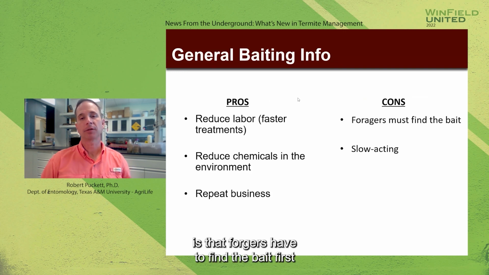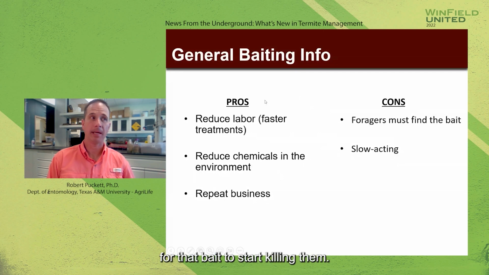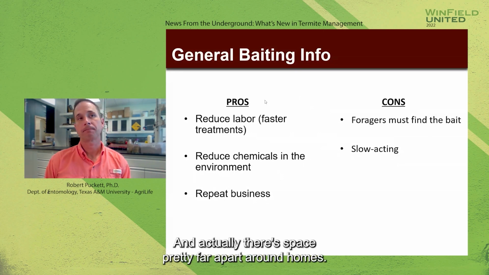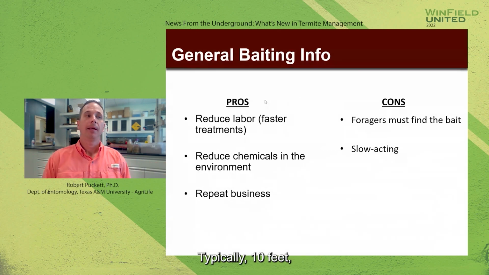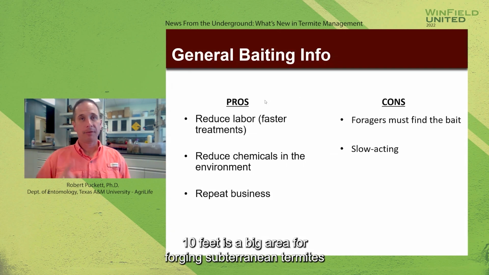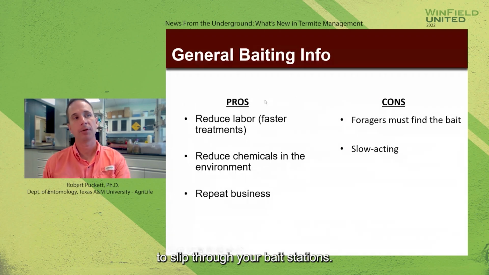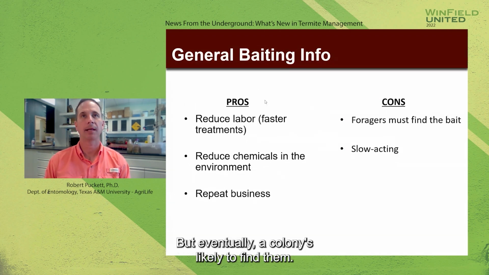The cons, of course, is that foragers have to find the bait first for that bait to start killing them. And actually, they're spaced pretty far apart around homes, typically 10 feet. 10 feet is a big area for foraging subterranean termites to slip through your bait stations, but eventually a colony is likely to find them.